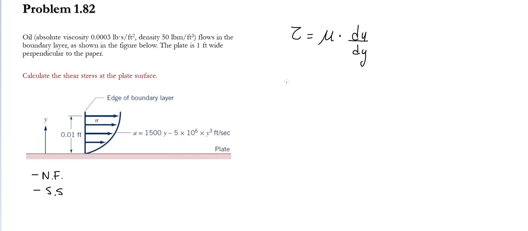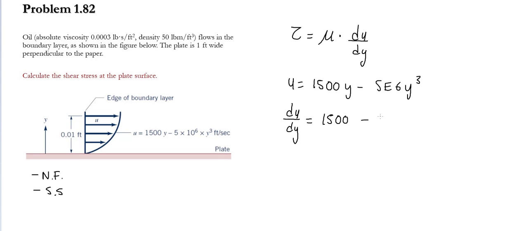So we take the velocity. So we have it as 1500y minus 5e6 y cubed, and then we take the derivative of this. We get du/dy, and then the derivative of 1500y is simply 1500, and then the derivative of the second term is 3 times 5e6 y squared.